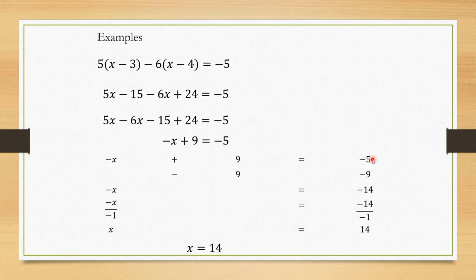Okay, so what do we do? We want to get x all alone, right? So I subtract 9 from each side. We get negative x is negative 14. Then we divide by negative 1 because we want x, not negative x. And we get 14.